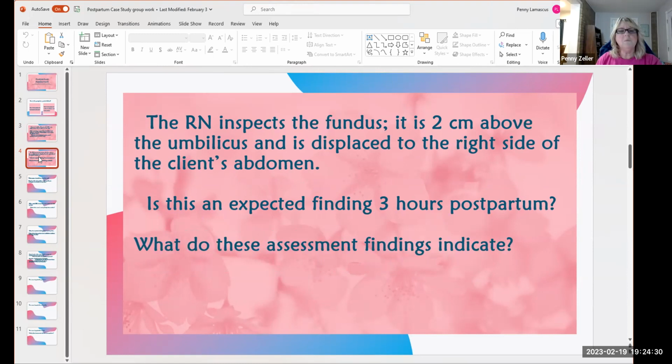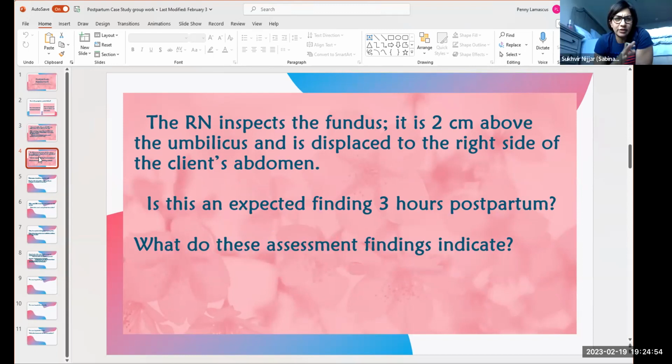So if you go in the room and it's 2 centimeters above and it's displaced to the right, is this normal 3 hours later? No, it's not normal. What do you think else you would find in your assessment? Probably a full bladder. Yeah, a full bladder, and what else?